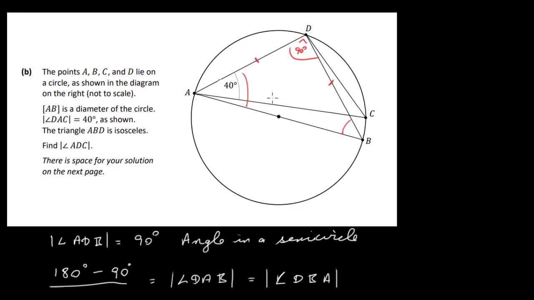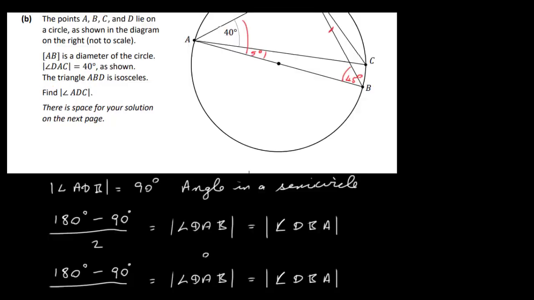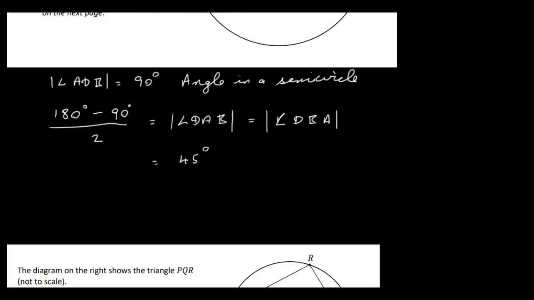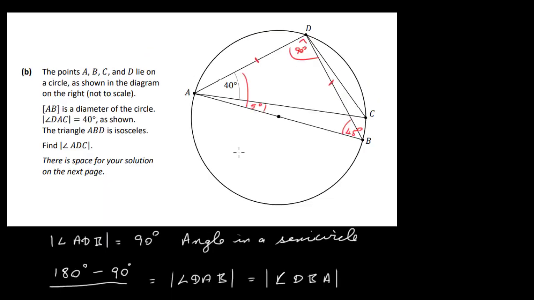This angle here is 45 degrees. This angle here is 45 degrees, which means this angle here must be 5 degrees. The entire angle is 45 degrees. So that means the angle CAB is equal to 5 degrees. Okay, so let's see what we can do with that.